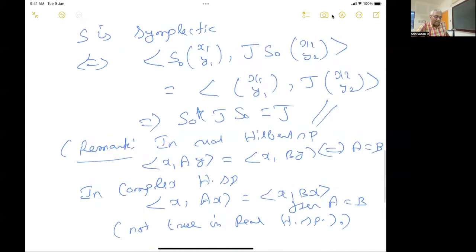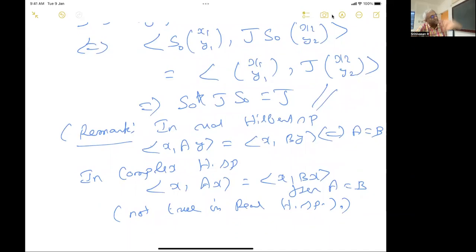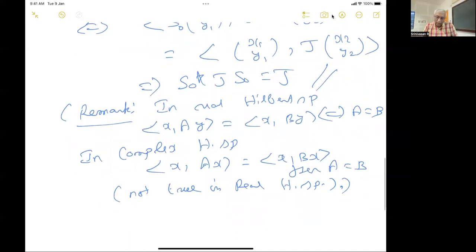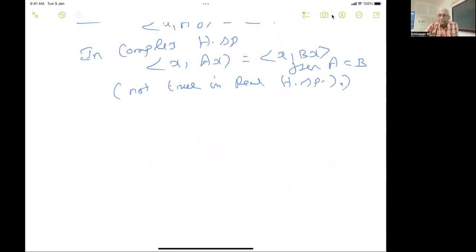So S is a symplectic operator if and only if S naught satisfies this relation with respect to J. Now we have already defined a special kind of symplectic operator, so I recall it again. Definition: let A be a positive operator. It's not in M_n(C), it's in M_n(R), a real matrix. I'm sorry.